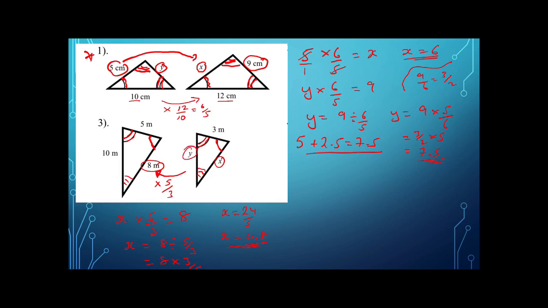Okay, to find y, we want to look at the corresponding side, and the corresponding side is 10. So now we know that y times 5 over 3 is equal to 10. So let's divide by 5 over 3, which we know is the same as multiplying by 3/5, and that gives us 6. 3/5 of 10 is 6.